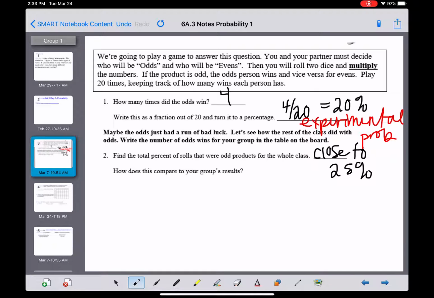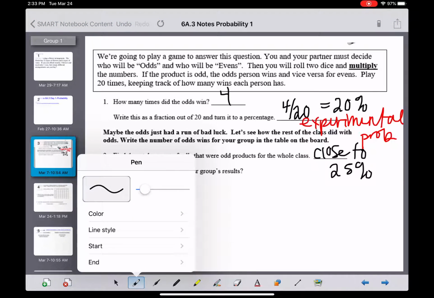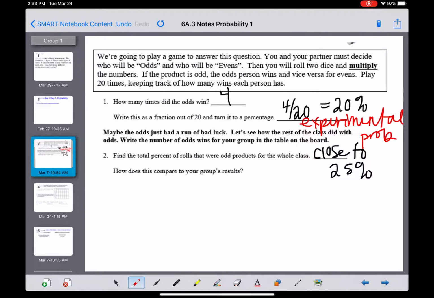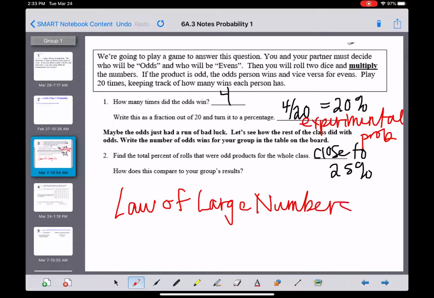So the idea is the more times this happens, the closer we are going to get to the theoretical probability. So this is the experimental probability. This is called the law of large numbers. The law of large numbers is basically saying that the more times we complete an experiment, the closer we're going to get to the theoretical probability.